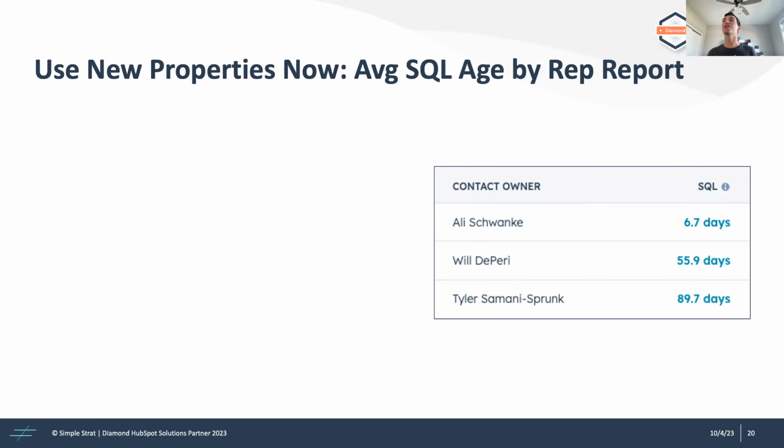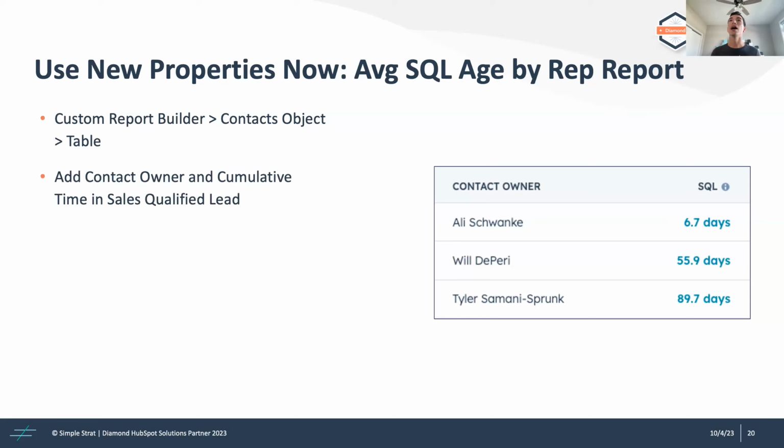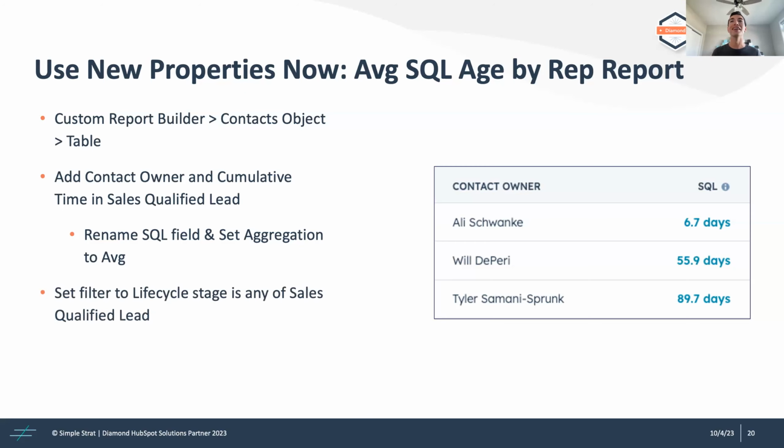We can also see things like average SQL age by rep. So how good are our reps at turning SQLs into opportunities quickly? How quickly can they do that? And how do our reps compare? So this is a custom report builder. Again, contact is the object, visualization type here is table. So we had contact owner and cumulative time in sales qualified lead as the fields and as our columns in our table. We renamed the SQL field because, again, those property names are really long and make the tables look pretty ugly. And then we set the filter to lifecycle stage is any of sales qualified lead. So we're looking at our current sales qualified leads.